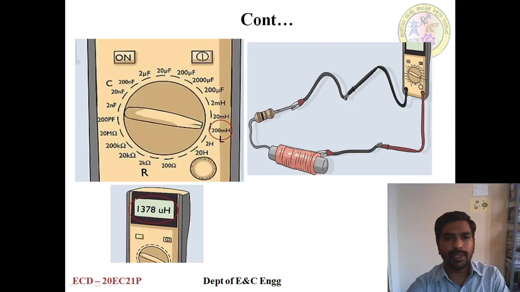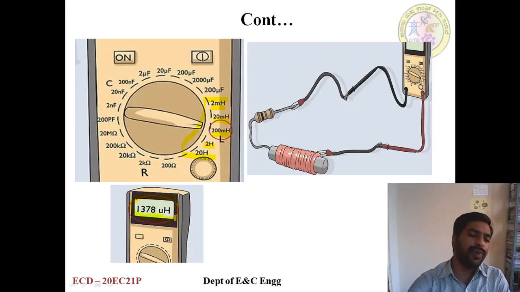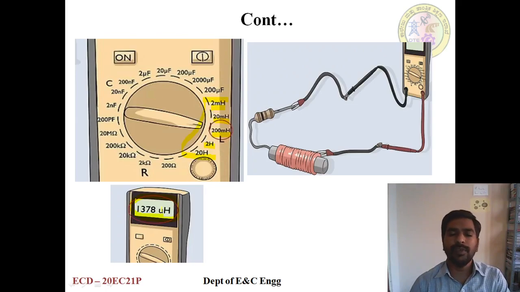You have to start with 2 millihenry, 20 millihenry, 200 millihenry, 2 henry, 20 henry. So these are all the different ranges. You can select any one range, and you have to connect positive and negative. It will display the actual inductance value across the display section. You just note this down. So this is the way you can measure the inductance value.